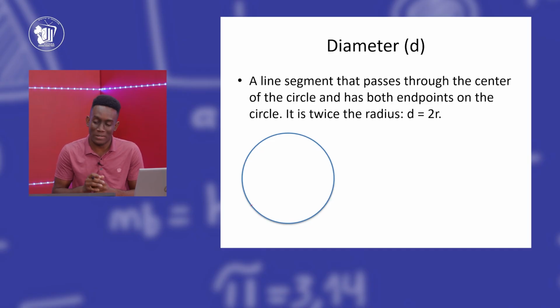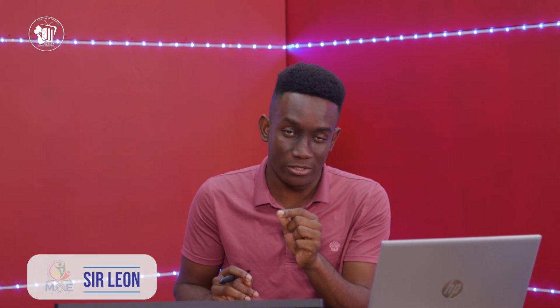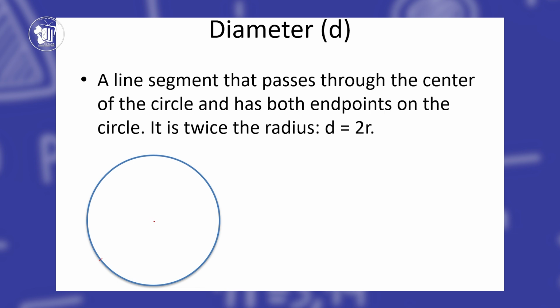So now let's look at the diameter. So the diameter is a line segment that passes through the center of the circle and has both endpoints on the circle. So a better way to think about this definition: the diameter is a line drawn from the circle, passes through the center, and then goes to the other end of the circle. It's a straight line. So first thing, let's identify the center. So let's say there is a center. The diameter will be a line that passes through the center, drawn from one end, passes through the center, and then goes to the other end of the circle. And that is the diameter.